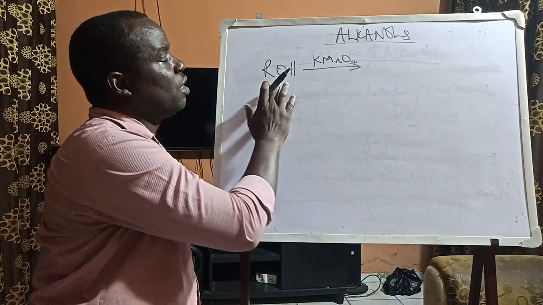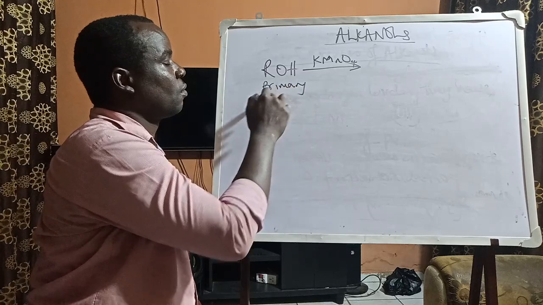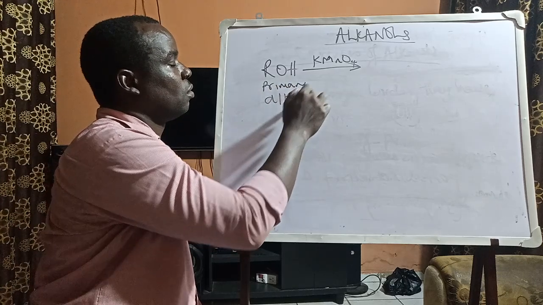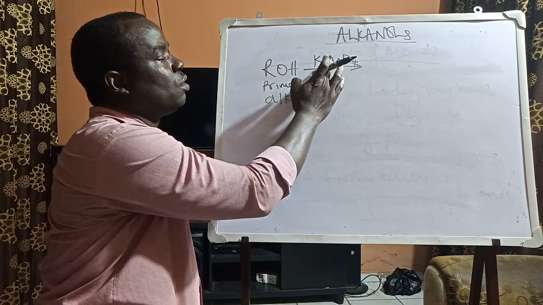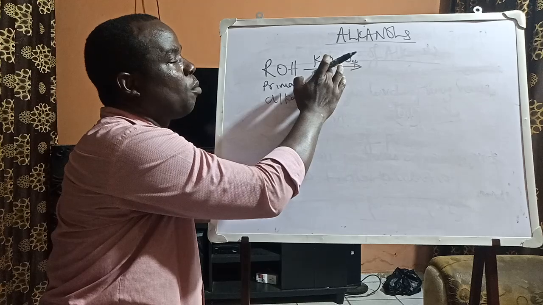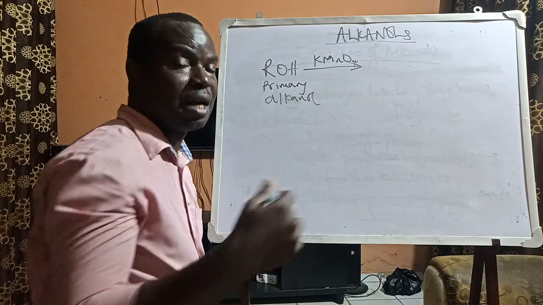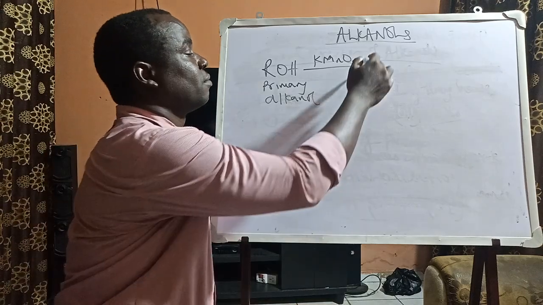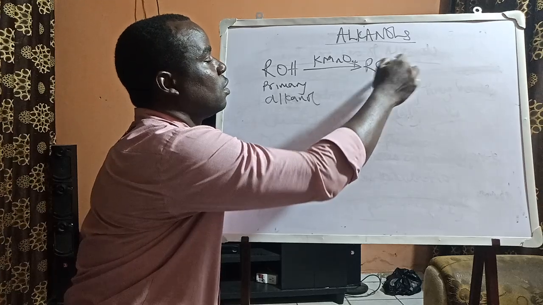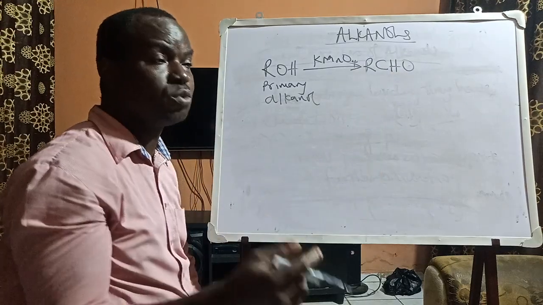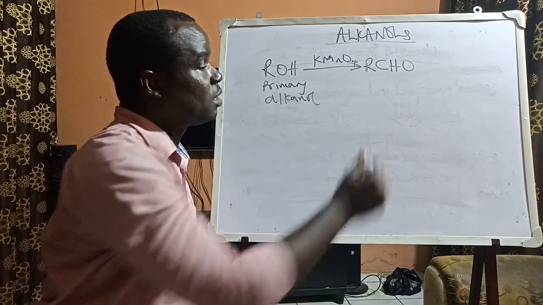Now, this is a primary alkanol. Okay? Now, if this compound oxidizes, that is oxidation, it forms an alkanal. Now, this is an alkanal, RCHO. Some students like to call it CHO, the CHO group. This is an alkanal.